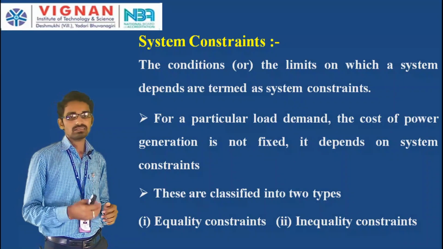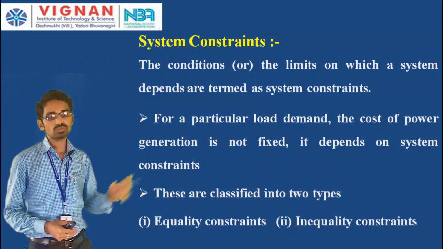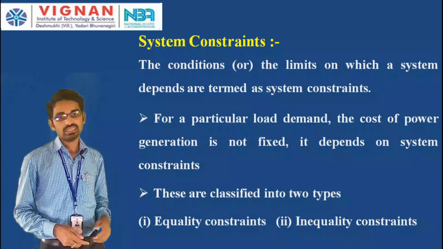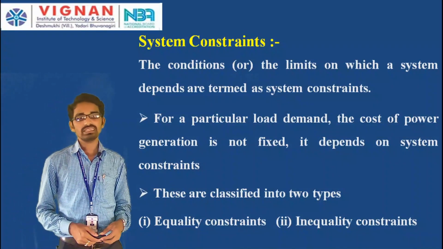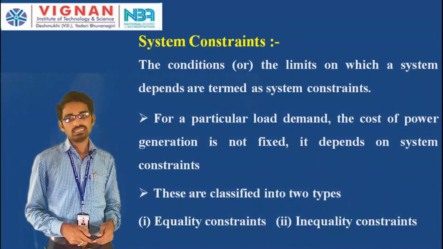If I consider the system constraints, they are classified into two types: one is the equality constraint, and the other is the inequality constraint. Equality constraints and inequality constraints, there are two types of constraints. We will see these two constraints in the next class.